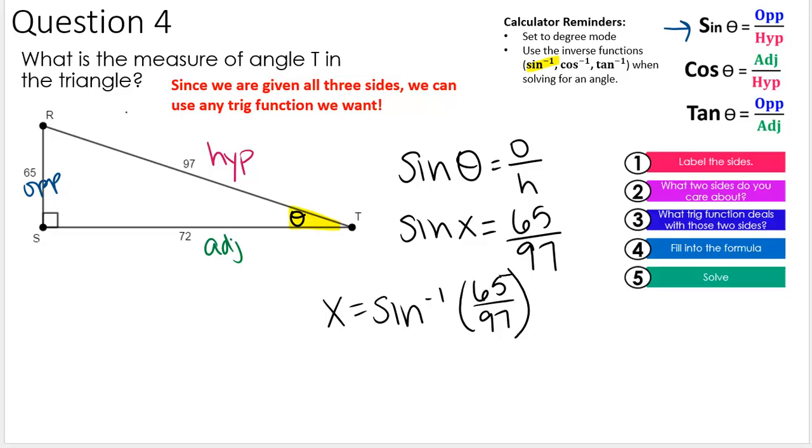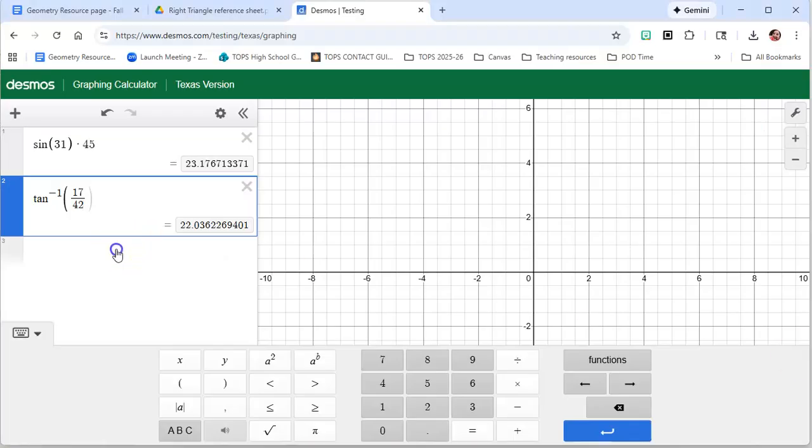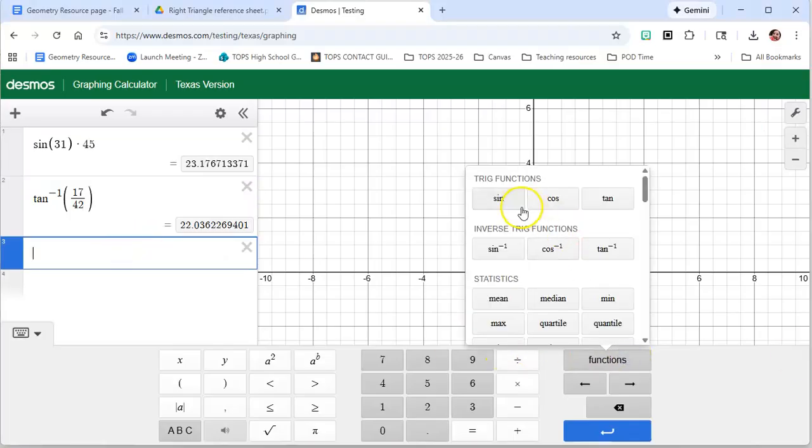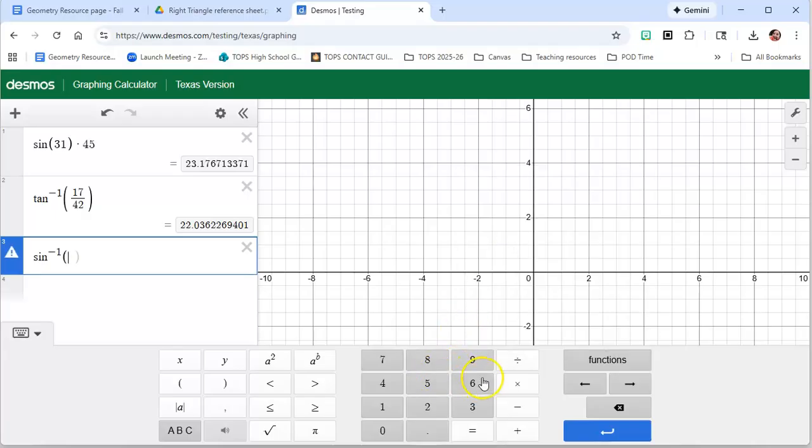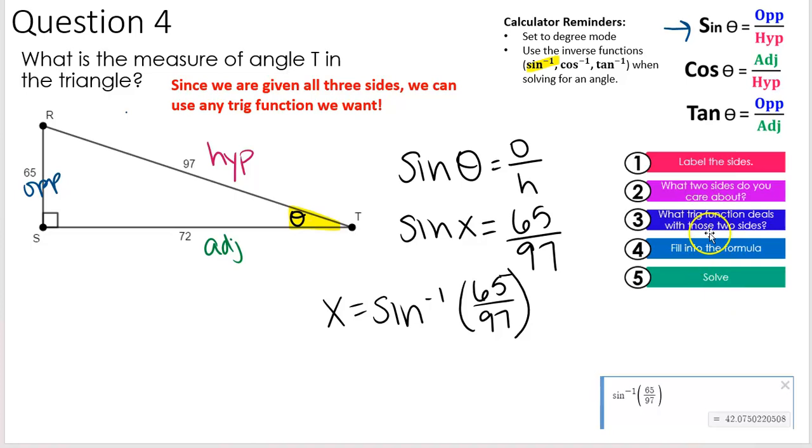Let's go over here and plug it into Desmos. So I'm going to do sine inverse. I'm going to say 65 divided by 97. Should be 42.075. There we go. So that angle is 42.08 degrees.